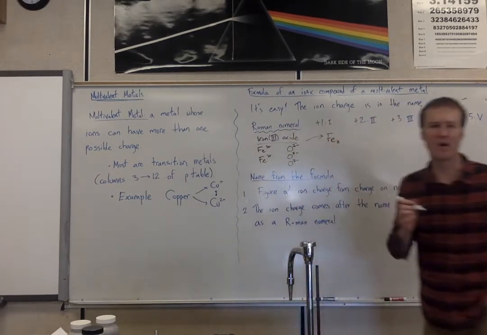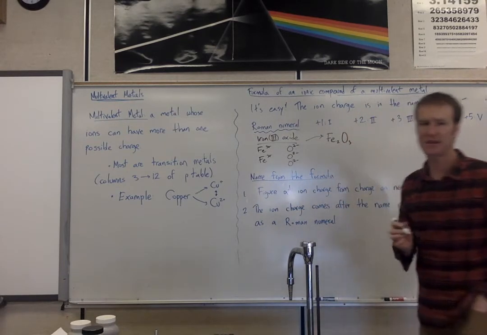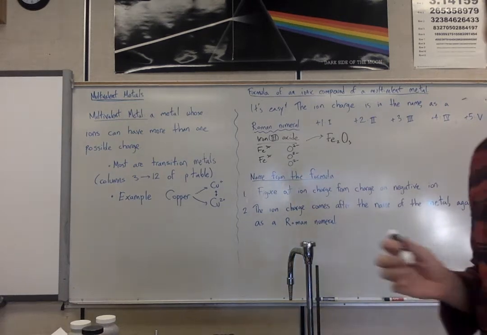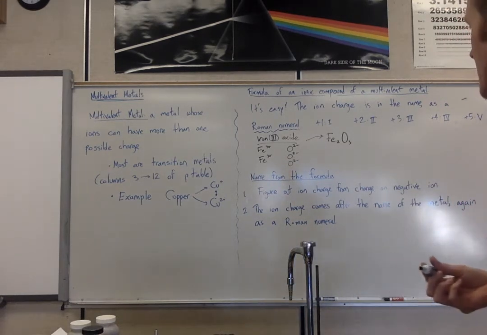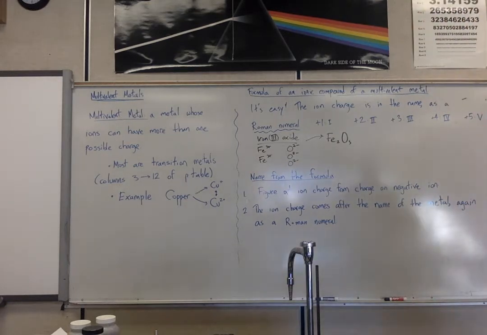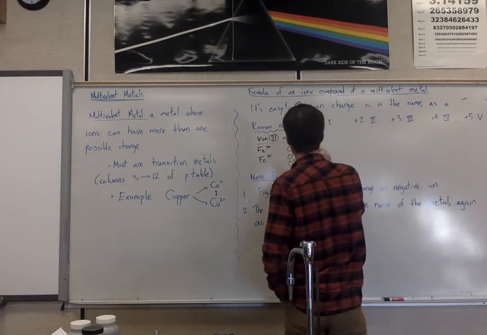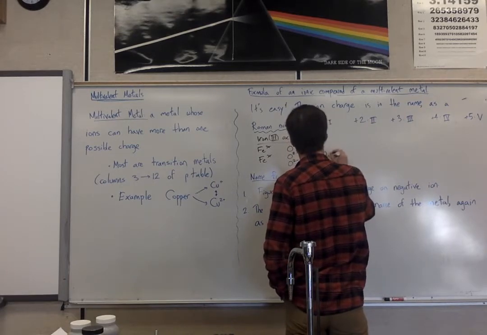In the formula, we've got 2 irons, so we say Fe2, and we got 3 oxides. So the formula for that is Fe2O3. How about iron 2 oxide? Fe2O3 was that one. I'm going to leave that there.